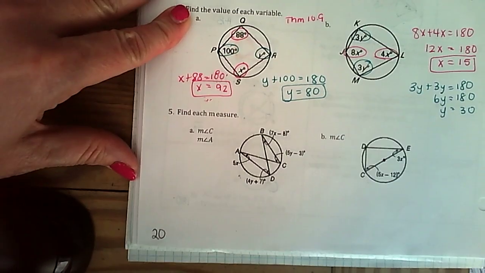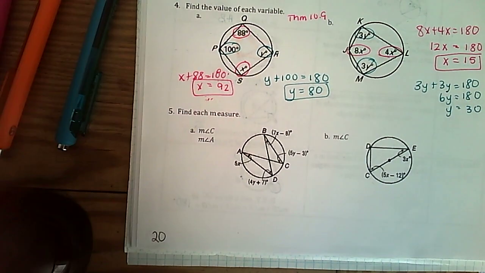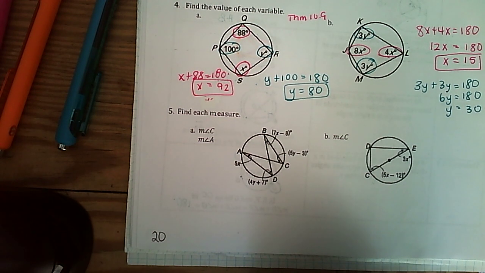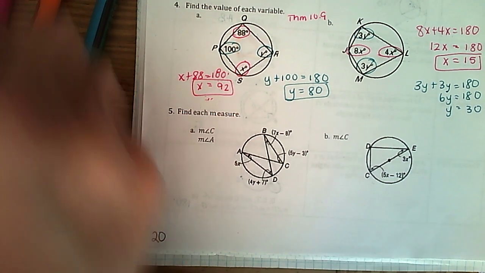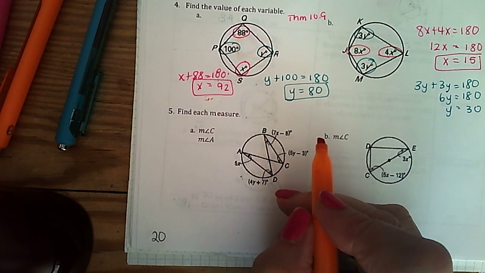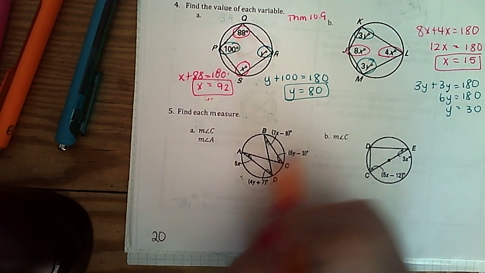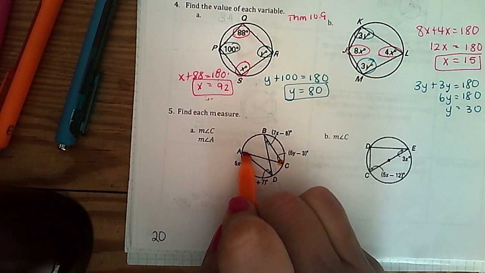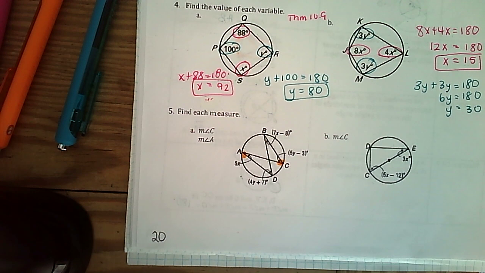Number 5. Again, we have two arcs. We're trying to find the measure of angle C and the measure of angle A. So angle C is right here, and I want to find its measure, and I want to find the measure of angle A over here. To do this, I'm going to have to use my properties and then put everything all together.